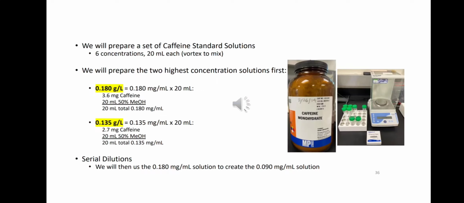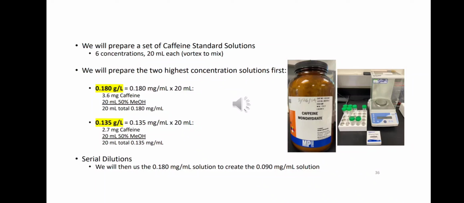This is an outline of the process of making caffeine standards at various concentrations. We will prepare solutions at 0 milligrams per milliliter, 0.023 milligrams per milliliter, 0.05 milligrams per milliliter, 0.09 milligrams per milliliter, 0.135 milligrams per milliliter, and 0.180 milligrams per milliliter. In addition, we will degas the soda samples through a filter device to remove dissolved gases that may interfere with the HPLC analysis.